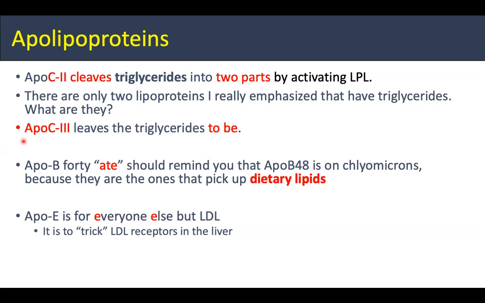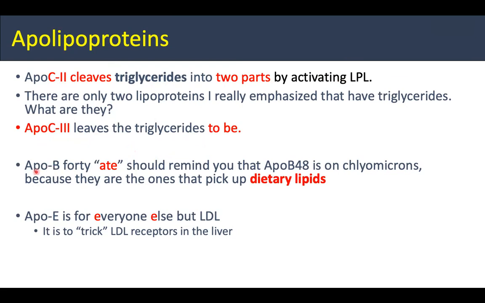I put another mnemonic over here, which is ApoC3. You don't need to know where ApoC3 is found. You just need to know that ApoC3 leaves the triglycerides be. So it leaves the triglycerides alone because it's actually going to inhibit LPL. So it's going to prevent the breakdown of triglycerides by inhibiting LPL. So ApoC3 leaves the triglycerides be. It prevents the breakdown of triglycerides because it inhibits lipoprotein lipase, the opposite of ApoC2. C2, C for cleaves, 2 for 2 parts, specifically triglycerides. Hopefully I really nailed that into you. Again, I will test you on it again.